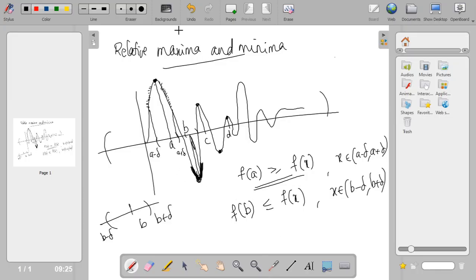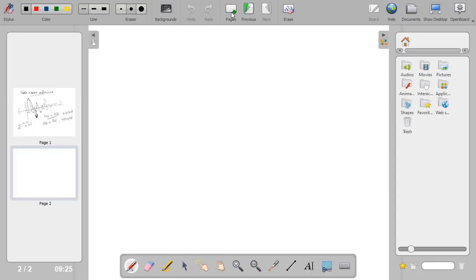Now I will just do the 2 questions which I have given in the last class. Okay. So the first question was f of x equal to 3x raised to 4 minus 4x cube.